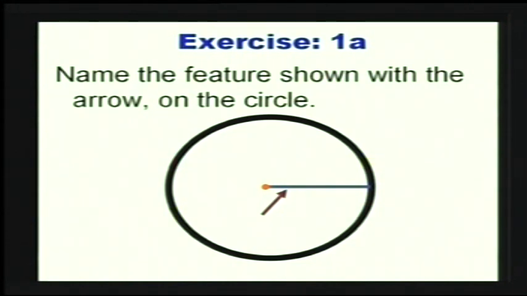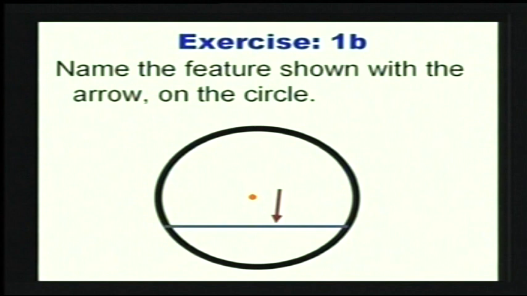Exercise B is on the screen now. Radius. The radius is the distance from the center to the circumference. Circumference is the distance around the circle.